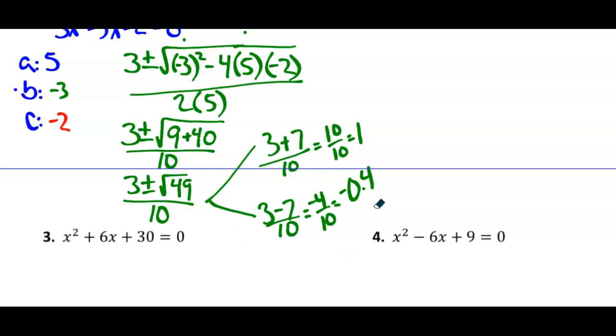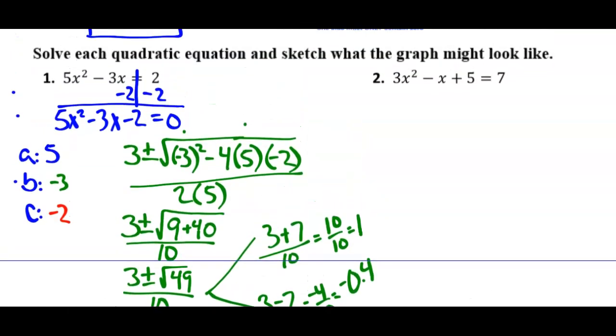I'm going to put that in a decimal because one of the things I ask you to do is tell me what that graph might look like. So if I'm looking at that graph, here I am, okay? Where is my first solution? 1. So here's a 1. Where's my other solution? -0.4. And what's my graph look like? It looks like that. I don't know where my vertex is. That's okay. But that is what my graph is going to look like.